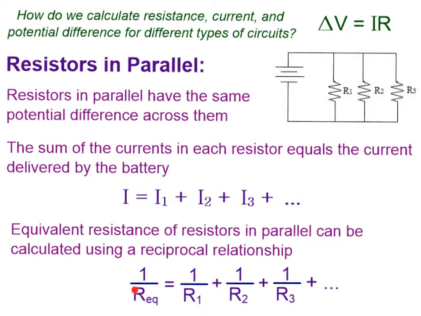1 over the equivalent resistance is equal to 1 over resistance 1, plus 1 over resistance 2, plus 1 over, etc., for however many resistors there are in parallel.